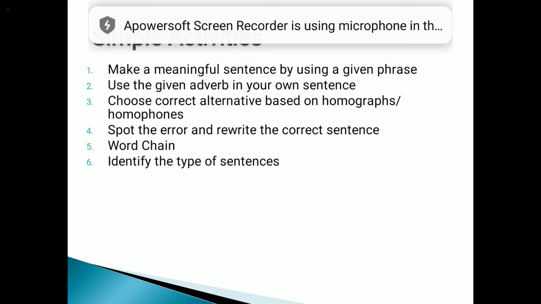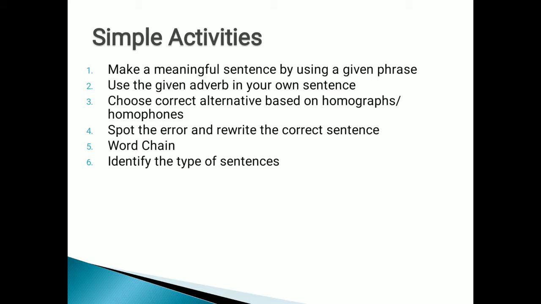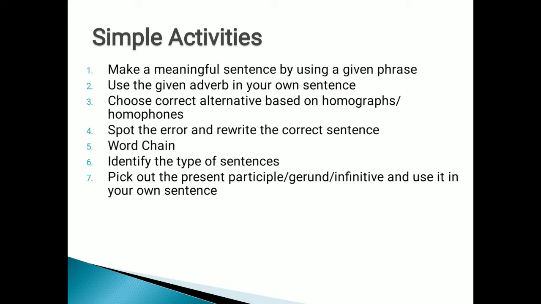Sixth activity is all about identifying the type of sentences. You all know it very well, the 4 types of sentences. Here you have to mention the correct type of the given sentence. This is a very simple activity. Activity 7th is related to the present participle or gerund or infinitive. In this particular activity, you have to pick maybe a participle, maybe a gerund, or maybe an infinitive, and you have to use it in your own sentence. This activity also you have solved in 8th standard.